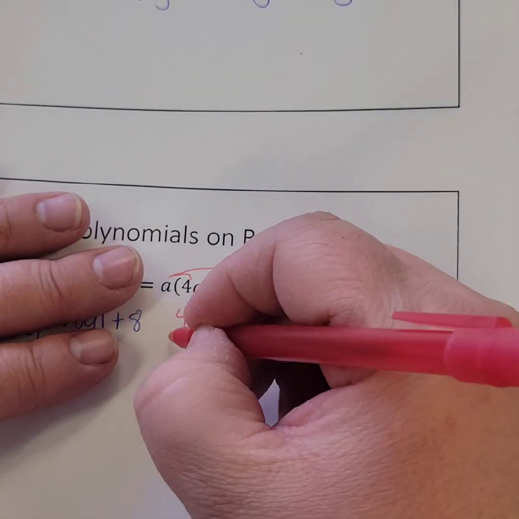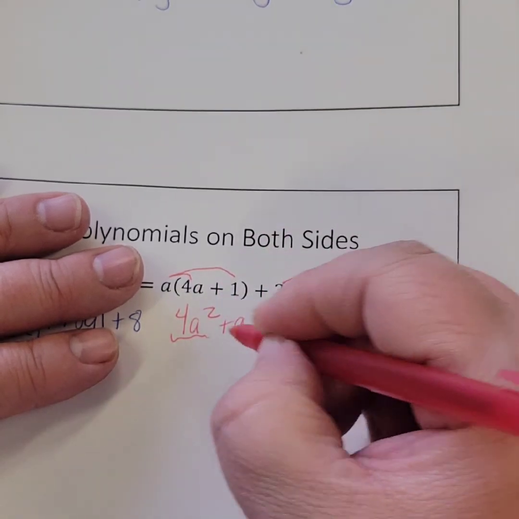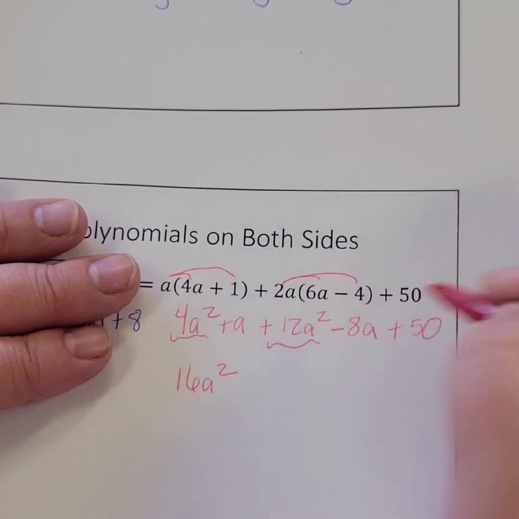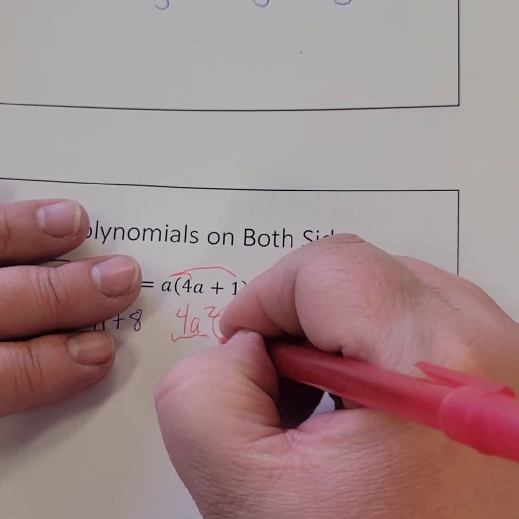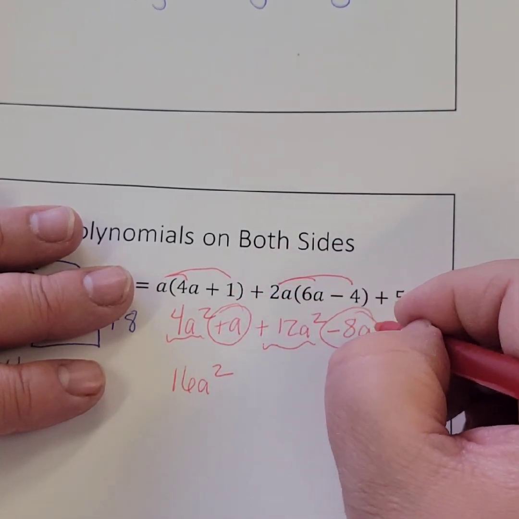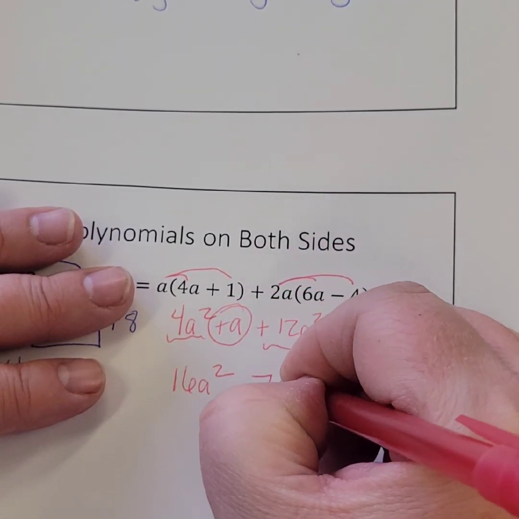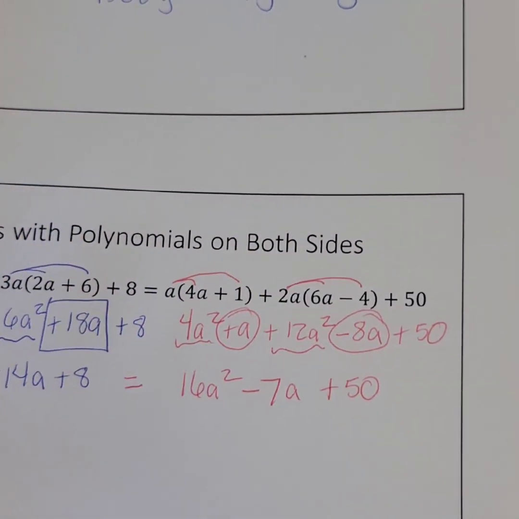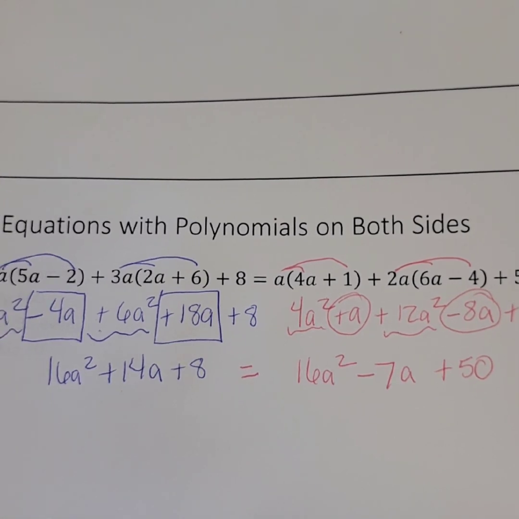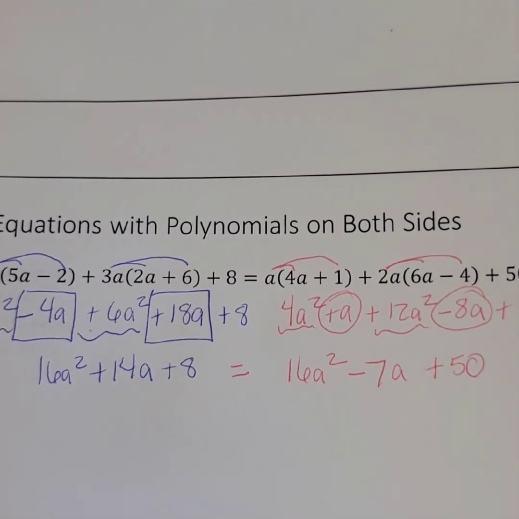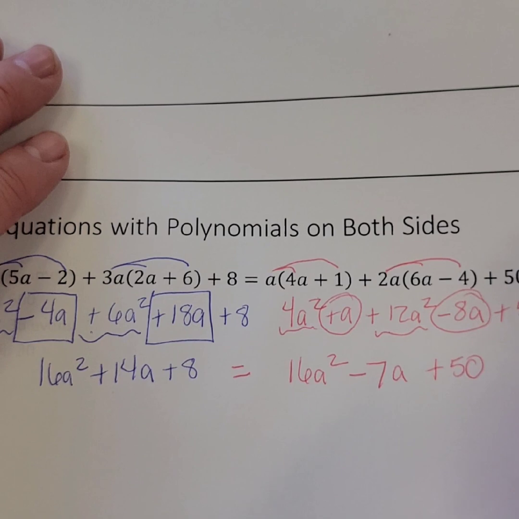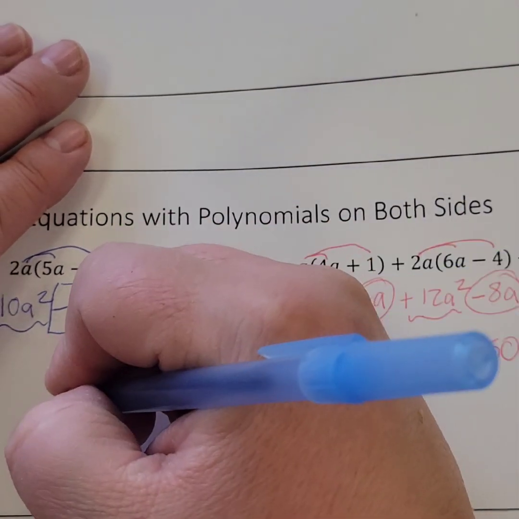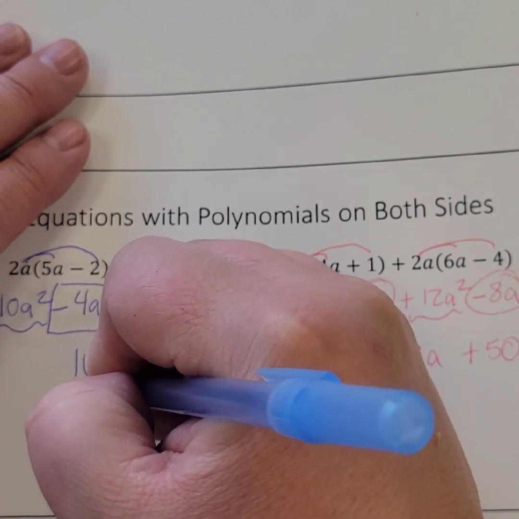So let's put our like things together. So 4 and 12 is 16a squared. Then we've got a and a. So 1a minus 8a is a negative 7a plus 50. So then we have these two things equaling each other. Okay, there we go. All right, so now I'm going to take this one and subtract it. So it's gone on both sides.